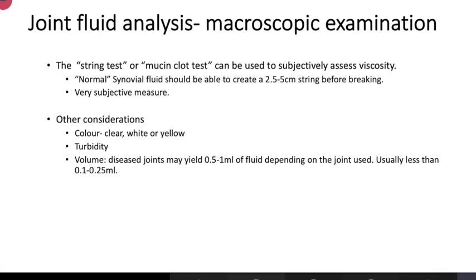A macroscopic evaluation of joint fluid can give you some clues to what's going on, although it is very subjective. Something called the string test or mucin clot test can be used to subjectively assess viscosity. Normal joint fluid tends to be fairly viscous, so it should be able to create a string before breaking if you put it between two gloved fingers or two surfaces, but it is a subjective measure. Other considerations are whether it looks turbid at all, or the colour of the fluid. Typically diseased joints can yield a bit more fluid than normal joints. However, sometimes you will only be able to get about 0.2 mls from each joint, even if they are diseased, and that's fine too.